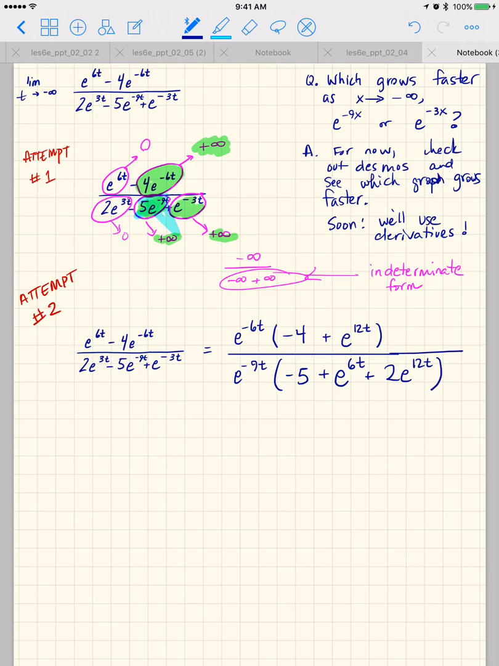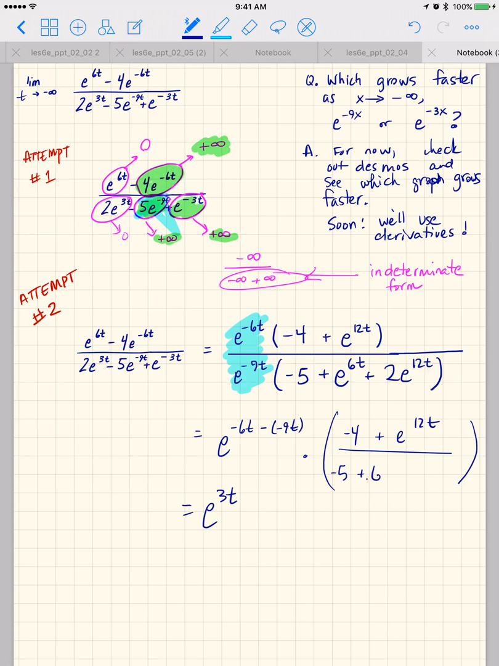Okay. So now I can rewrite this because I've got this e to the negative 6t divided by e to the negative 9t. I can rewrite that as e to the negative 6t minus negative 9t, times that stuff over there. So I'm going to get e to the 3t. Now over here, I have negative 4 plus e to the 12t, and down here I've got negative 5 plus e to the 6t plus 2 e to the 12t. So I've got e to the 3t times negative 4 plus e to the 12t, divided by negative 5 plus e to the 6t plus 2 e to the 12t.